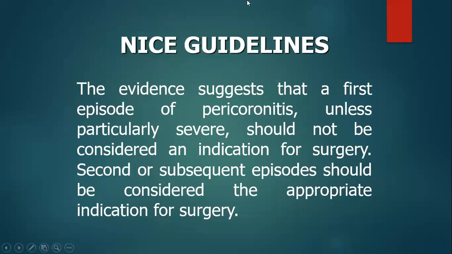Now, what are the NICE guidelines? This is a very important thing. This can be asked in your exam as well as viva. The evidence suggests that a first episode of pericoronitis, unless particularly severe, should not be considered an indication for surgery. A second or subsequent episode should be considered the appropriate indication for surgery. So if you see a first episode of pericoronitis, you need to ignore it. However, if you have recurrent episodes of pericoronitis, then you can consider it for surgery, and then the indication for surgery is very prominent and appropriate at that time.